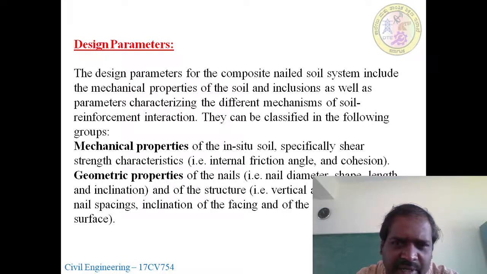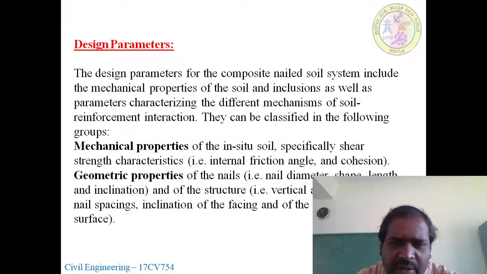They can be classified in the following groups: mechanical properties of the in situ soil, especially shear strength characteristics, shear parameters, frictional angle and cohesion. And the geometrical properties of the soil nail: the nail diameter, shape, length and inclination. So at which angle we have to incline the nail. We are talking about the nail diameter also.